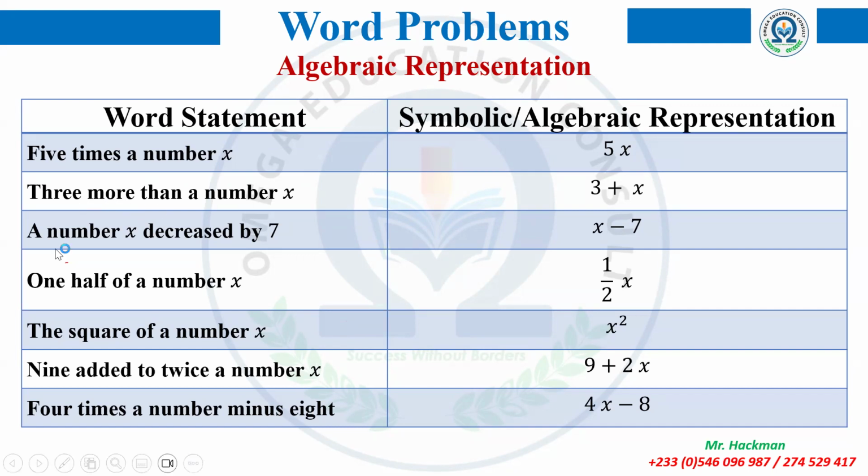Yes, please. Okay, and in the same way, a number x decreased by 7. We said whenever you see decrease or decreased by, we are talking of subtraction. So it will be x minus 7. That's exactly what we have here. Then 1/2 of a number x. It means I'm taking half of x. So it will be half times x, which is half x, or x over 2.